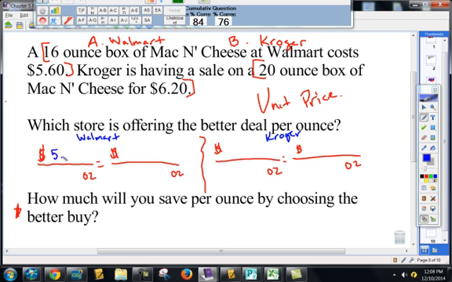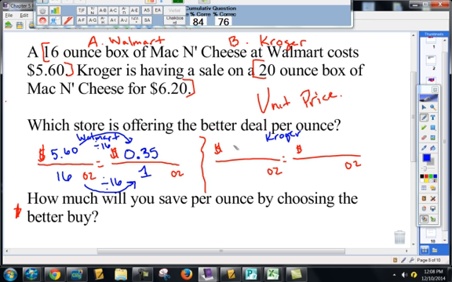Right. So now I'm going to put in the initial ratio that's given up there, and I know that it's $5.60 for 16 ounces. Since I'm figuring out which one has the better deal per ounce, that means this is going to be the unit rate, or the unit price, so the cost per 1 ounce. What am I doing to go from 16 ounces to 1 ounce? Divided by 16. So what do I got to do to this one? Divide by 16. And what does that give me? 35 cents. 35? 35 cents, right guys?